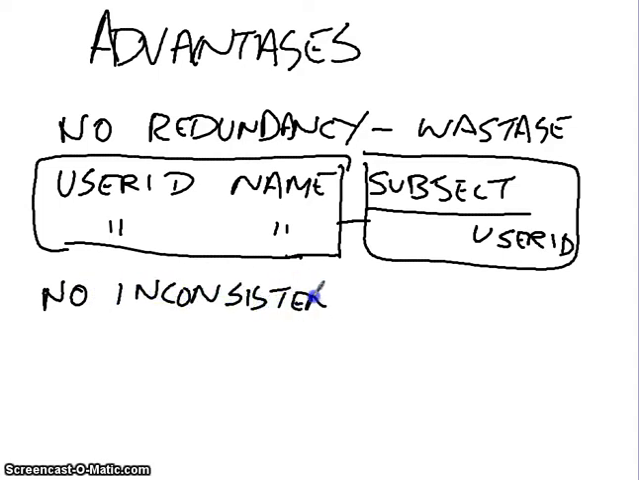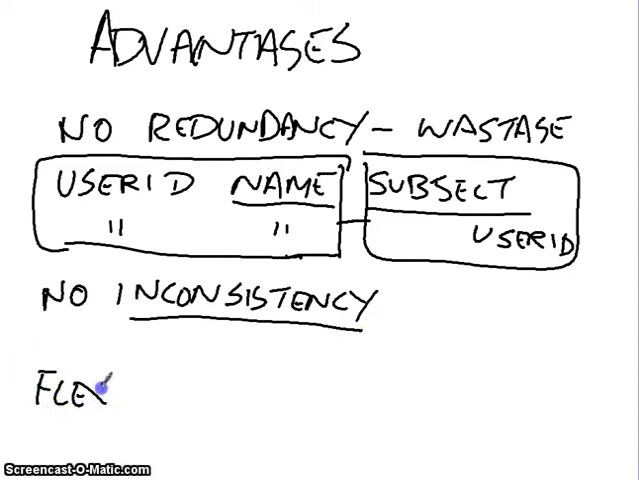There's also no inconsistency. If I'm typing that name lots and lots of times, now you know my name is Mr. Gristwood, so that means if I type in Gristwood over and over again, the chances are I'm going to make a mistake. Now, if I only have to type it in once, the chances of me making a mistake are going to be a lot less.